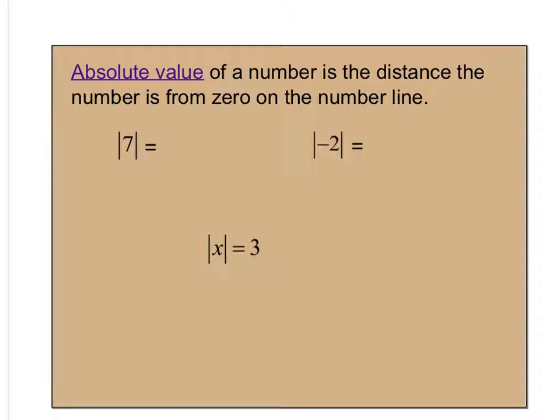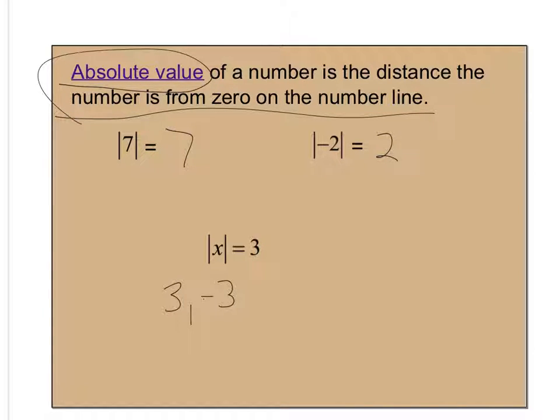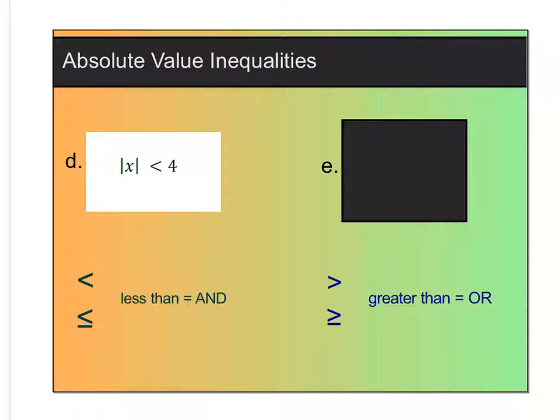So now, if I recall some absolute value situations, distance from 0 on a number line, so 7 is going to be 7, -2 is going to be 2. X equals 3 means I got 2 answers, means I got 3 and -3. So both of those are going to be the absolute value. So my absolute value inequalities: less than means and, greater means or. This one got blocked out for some reason, don't ask me why.